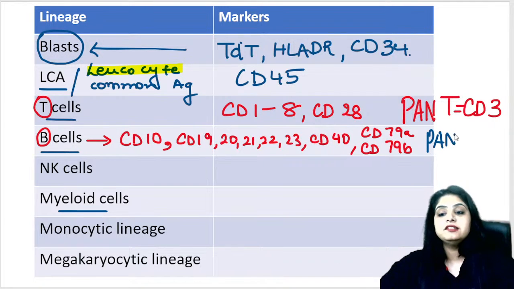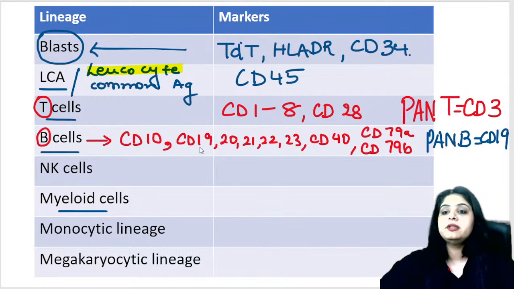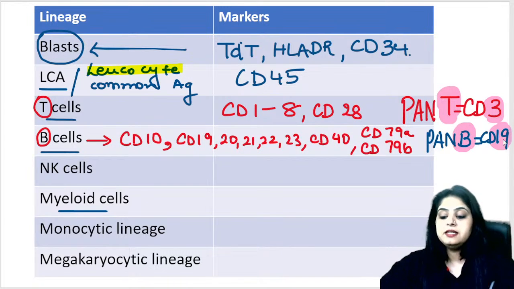Which is the pan B cell marker? CD19. Guys, after some time you will realize no one will ask you this story. Only the heroes will be asked. So heroes पे extra emphasis. The pan T cell marker is CD3 and the pan B cell marker is CD19.